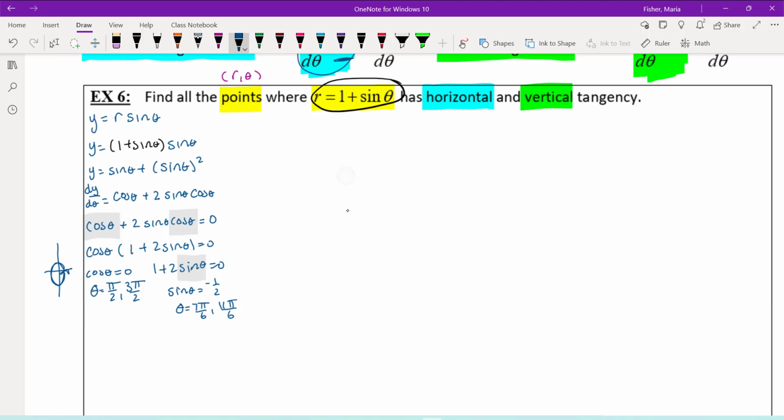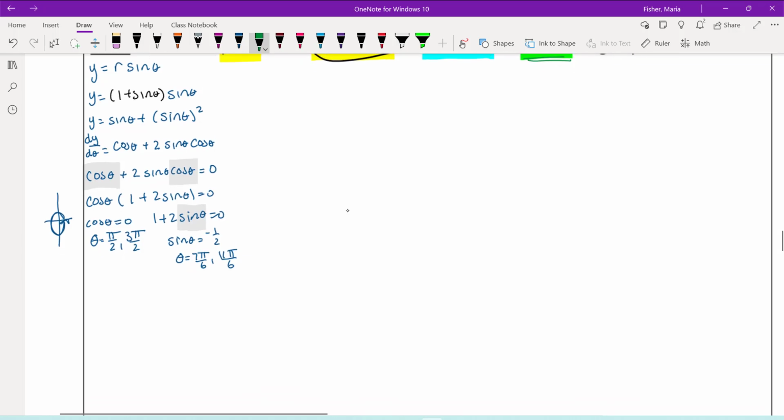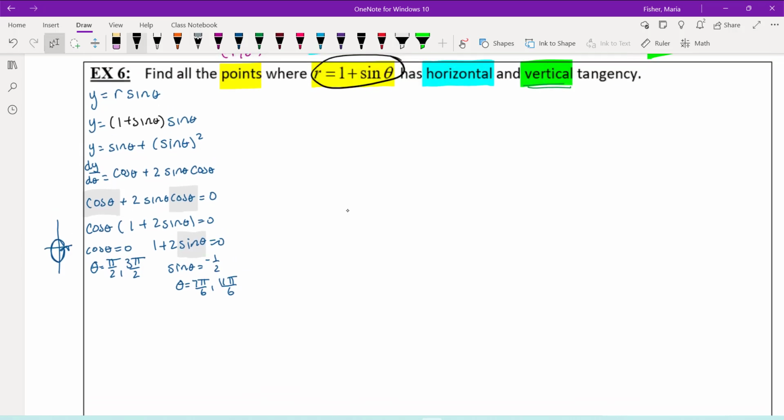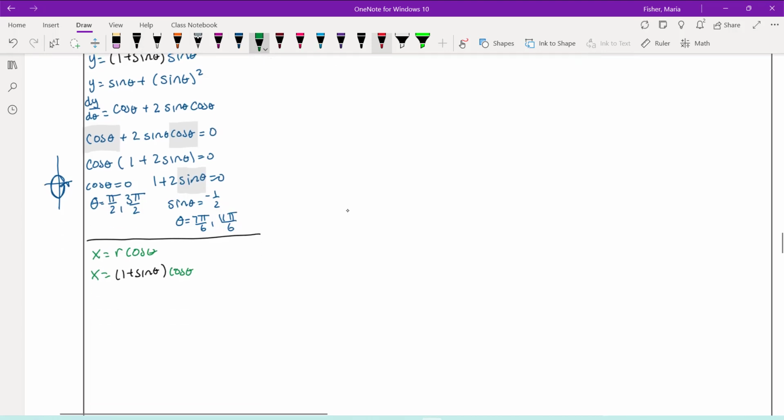So before I actually find the points, what I need to do is figure out where I have vertical tangency to ensure that none of the theta values are repeated, and then I'll find the points. So let's go ahead and figure out what x is, and then where dx d theta is equal to 0. Well, x, remember, is r times the cosine of theta. So in this case, r is 1 plus the sine of theta, so I'd write 1 plus the sine of theta times the cosine of theta. Distributing, I end up with cosine of theta plus sine of theta cosine of theta.